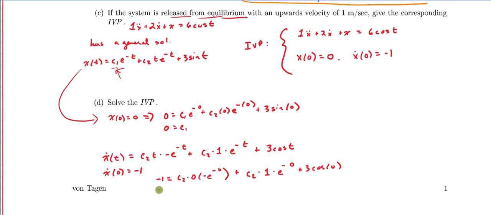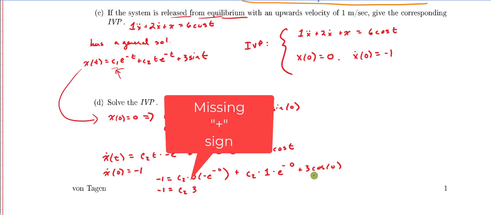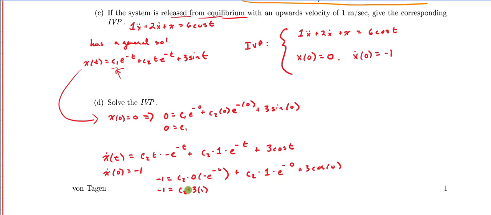And in this case, we end up with negative 1 is equal to, so those cancel, we're just left with a c2 there, and this would be 3 times the cosine of 0, which is 1. And I dropped a plus sign somewhere. There we go. And so we get that negative 4 is equal to c2.